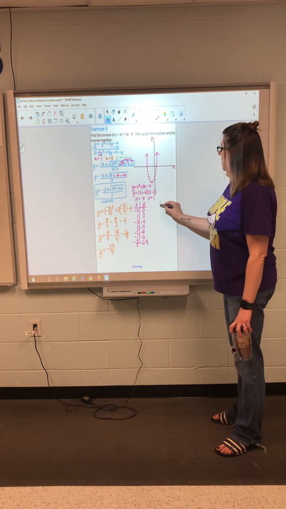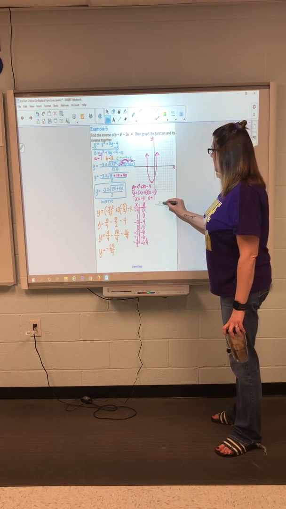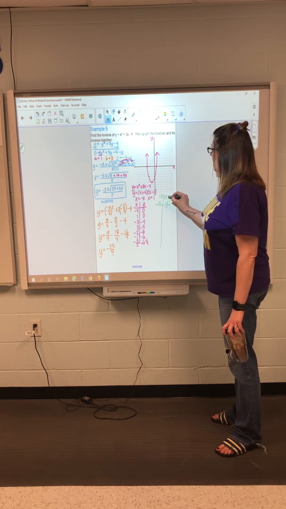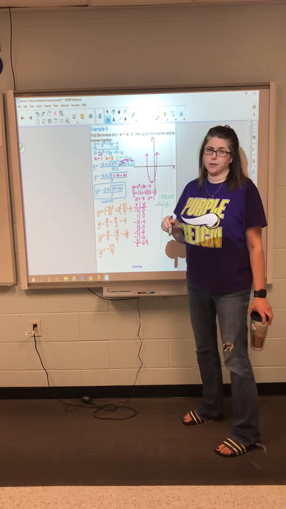All right, so now let's do the inverse. Remember, this should be the easy part because you've already done the work for the table of values. This is where we're going to take that table of values and exchange our x and our y's.